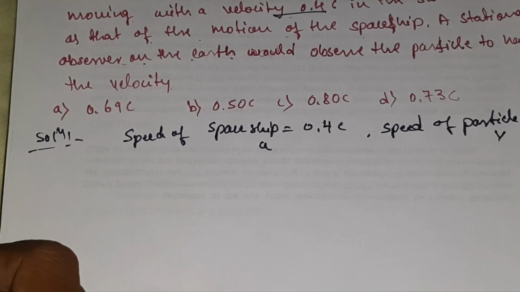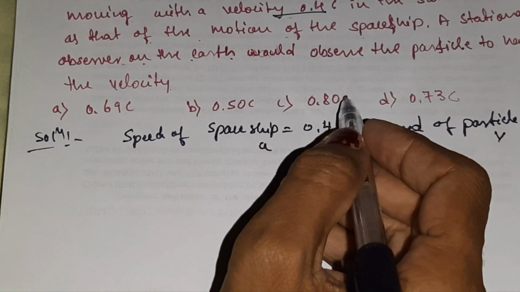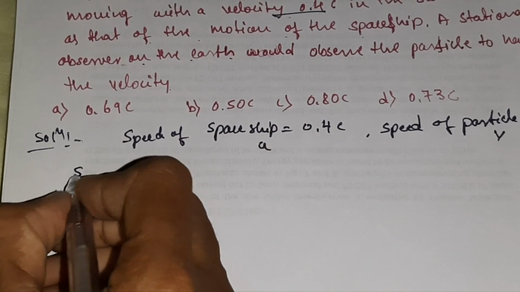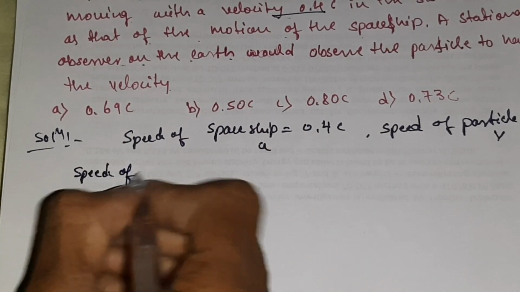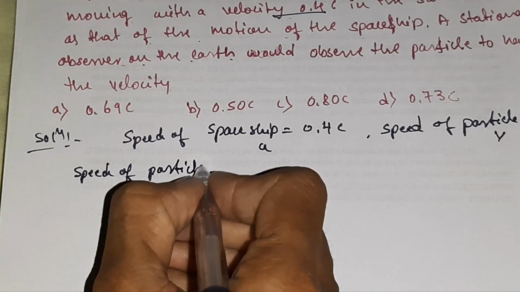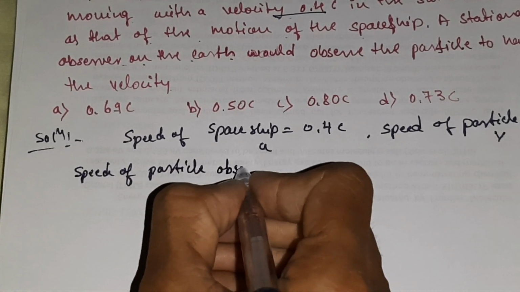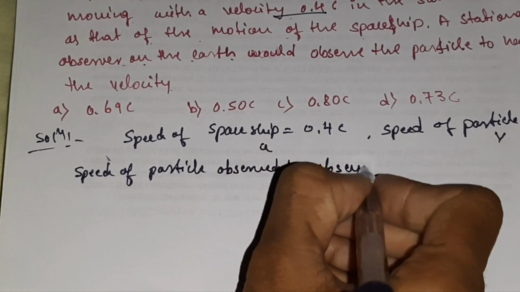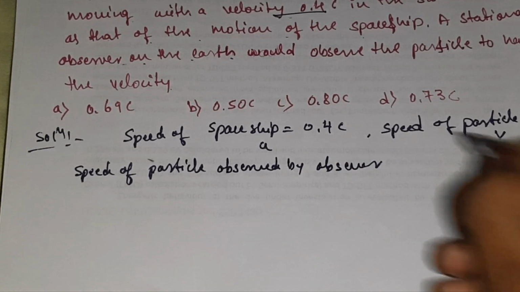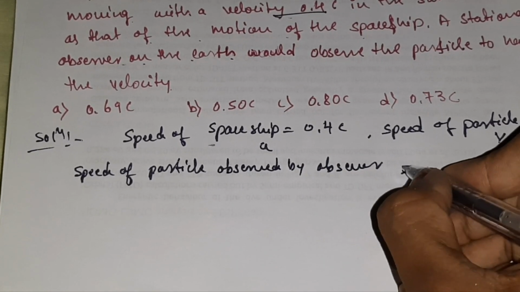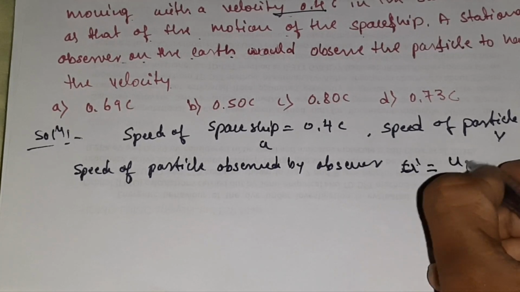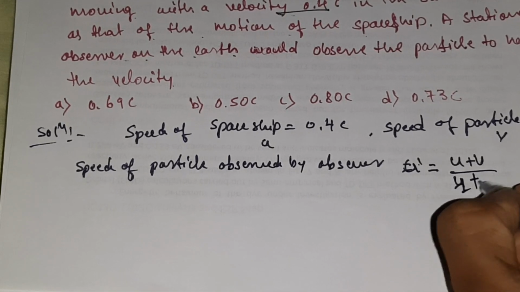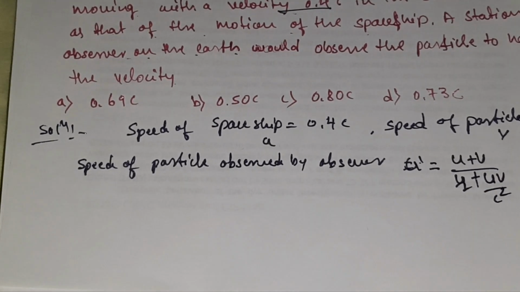Then the speed of the particle as observed by the observer, we can take this as u prime, that is equal to u plus v divided by 1 plus uv by c square.